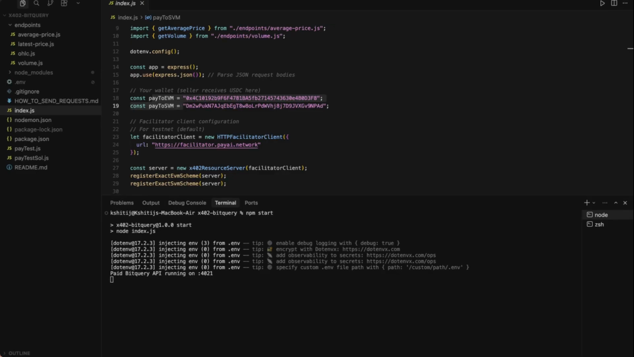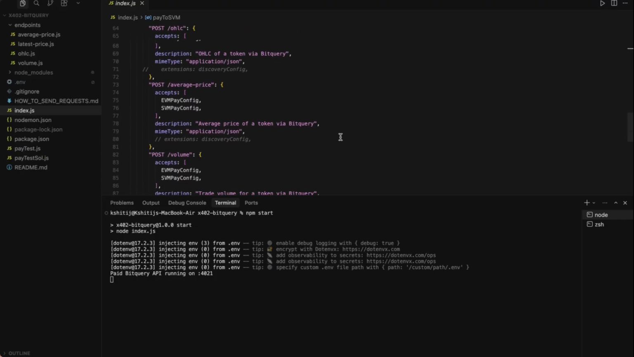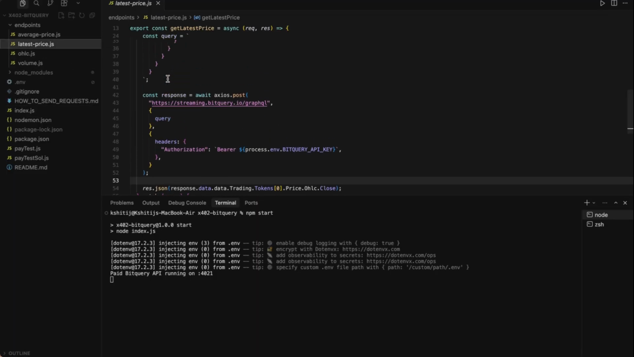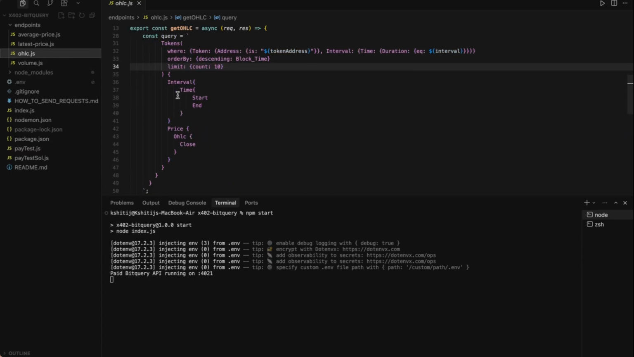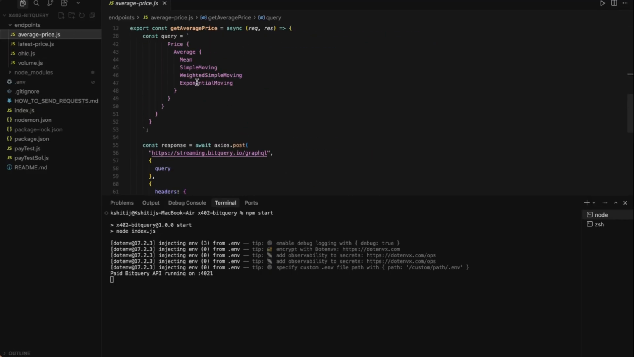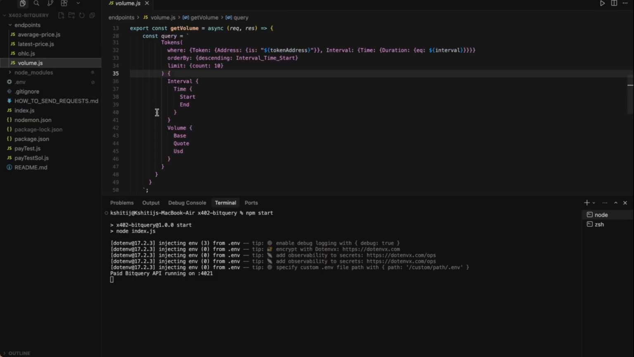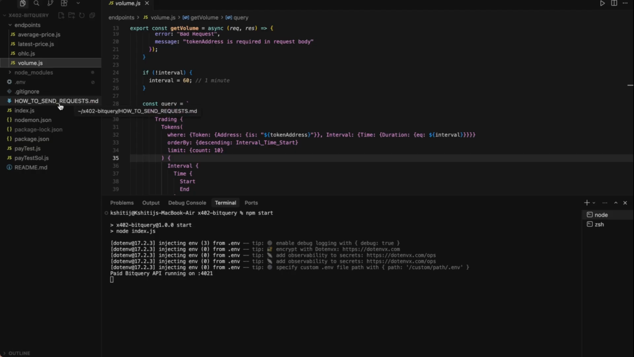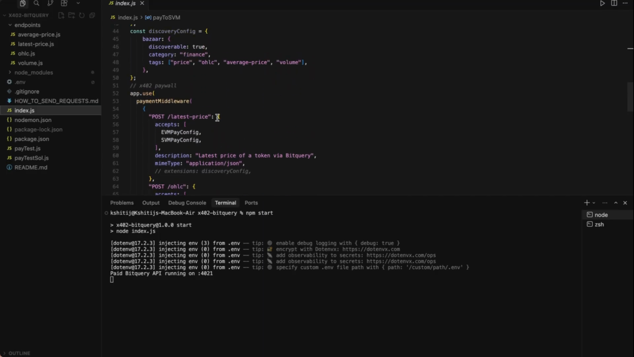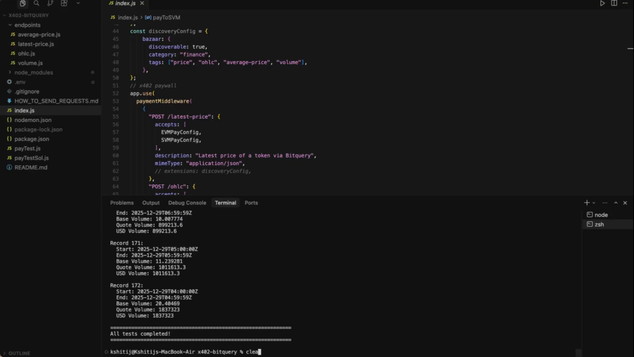Let's talk about the data. The service exposes multiple Bitquery APIs commonly used in trading and analytics. Price API for real-time token pricing in USD. OHLC API for candlestick data. Moving average API for trend analysis. Volume API for liquidity and activity insights. These are core building blocks for trading bots, analytics dashboards, AI-driven market analysis, and with x402, every request is paid individually.